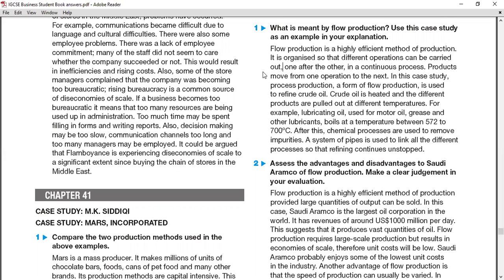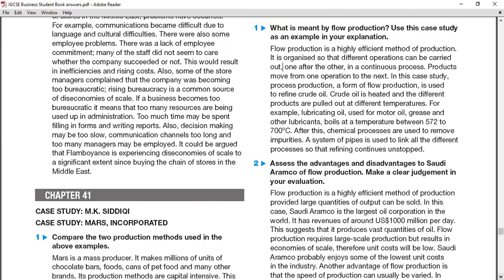For example, lubricating oil used for motor oil, grease, and other lubricants boils at a temperature between 572 to 700 Celsius. After this, chemical processes are used to remove impurities. A system of pipes is used to link all the different processes so that the refining continues unstopped. These things are there.